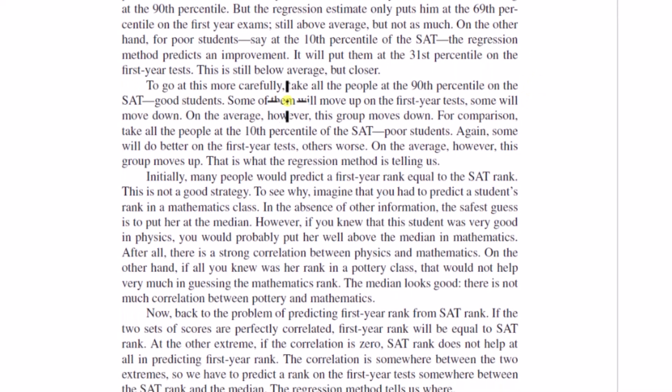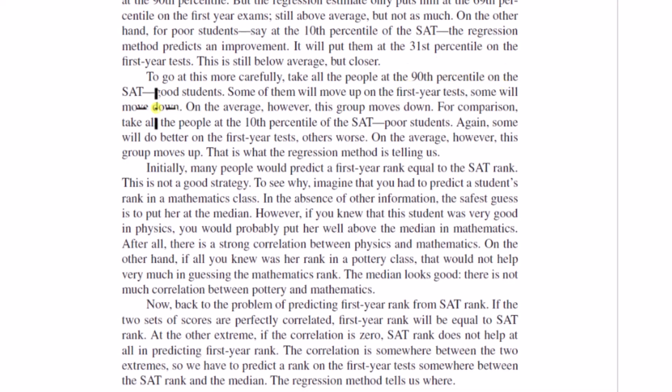To go at this more carefully, take all the people at the 90th percentile on the SAT, good students. Some of them will move up on the first year test, some will move down, but on the average, however, the group moves down. For comparison, take all the people at the 10th percentile of the SAT, poor students. Again, some will do better on the first year test, others worse, but on the average, the group moves up. Right? On the average. It's not like every single student that did really well in the ACT, high percentile, is going to be in a lower percentile in regards to the final, but on the average, that's the case.